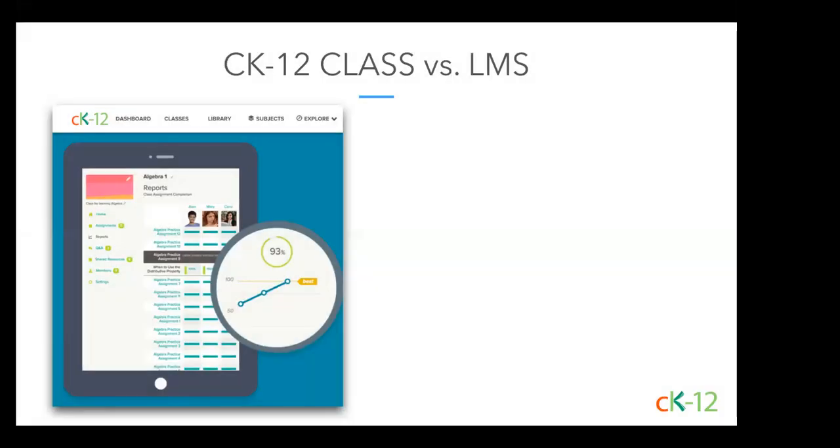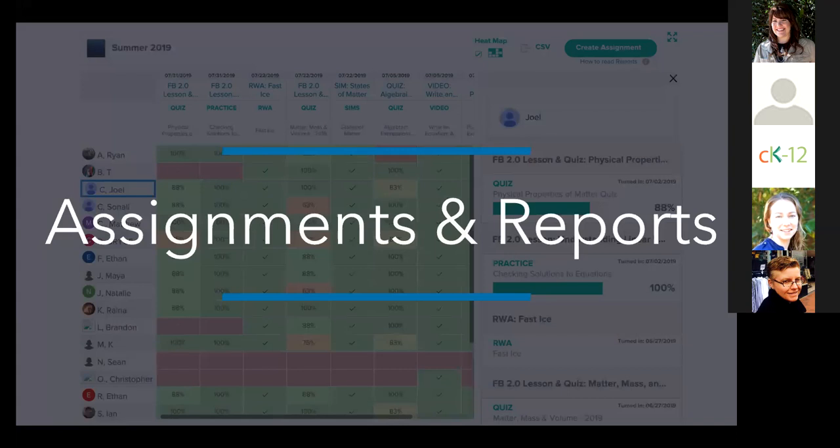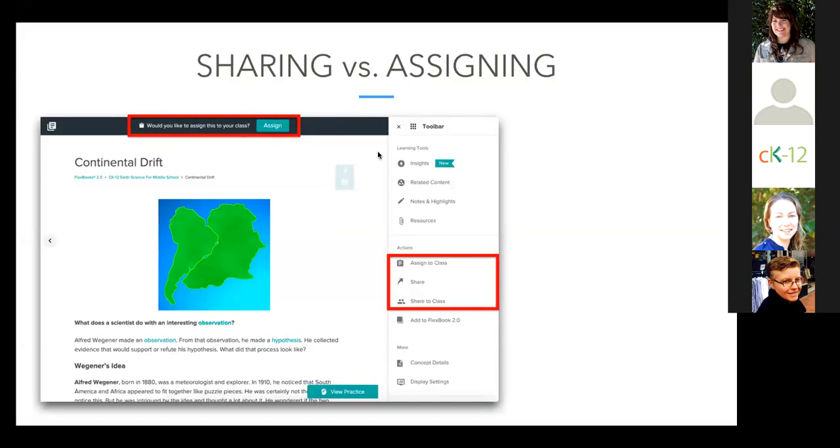And so we just talked about classes versus learning management systems. Lindsay did a live demo, and now we are going to talk about assignments and reports. Across our site, you're going to see options to share resources and to assign resources. For example, within this Flexbook 2.0 lesson on continental drift, you have the option to assign to class, to share, or to share to class.